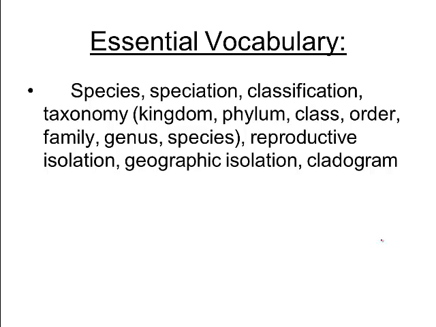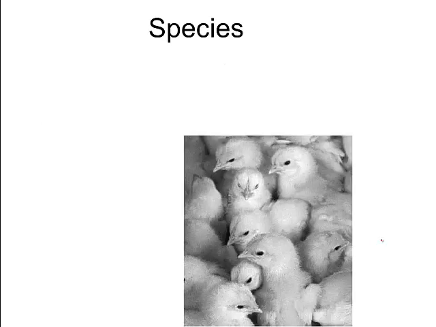So here's some of the vocab that you're going to see in here. We've been talking a lot about these before, like species and speciation. We'll go over the entire taxonomic system and look at the different ways that species can become reproductively isolated from each other. So let's first begin by just saying what a species is.